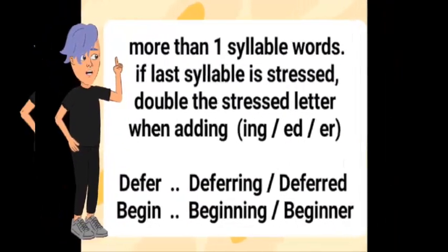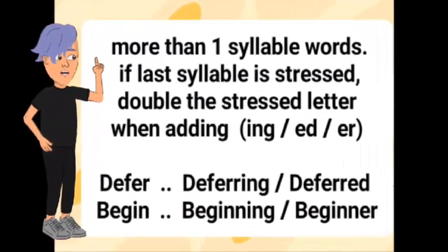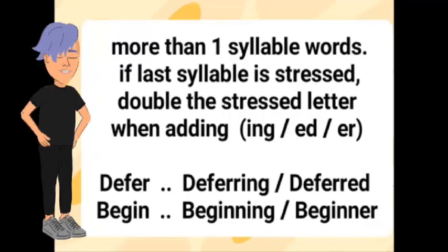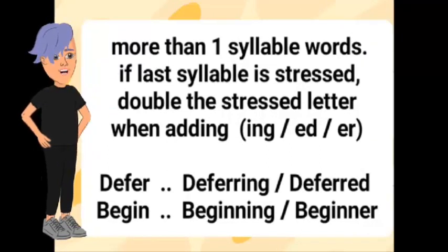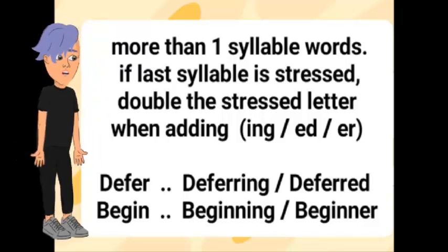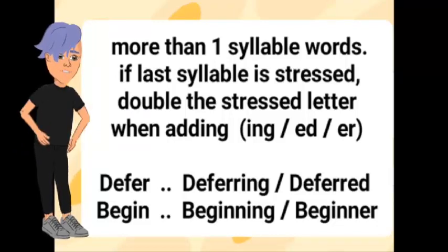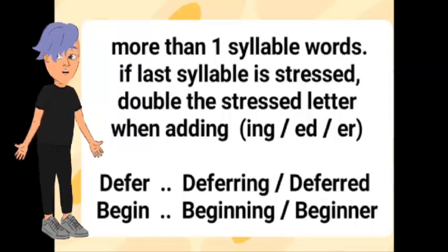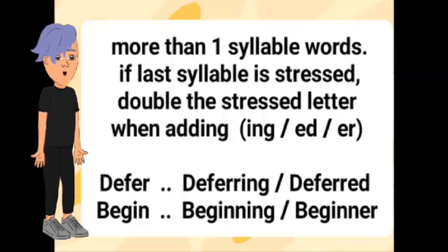In words with more than one syllable, if the last syllable is stressed when you pronounce it, double the stressed letter when you're adding suffixes like -ing, -ed or -er. So defer, you can see the stress on the fer. Deferring, the R is doubled, or deferred, the R is doubled.